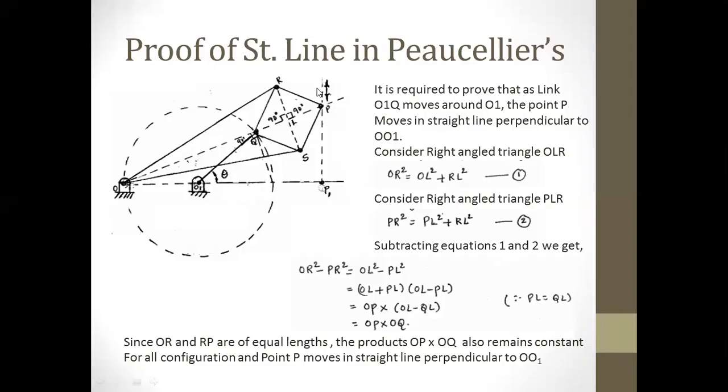So how does the Peaucellier's mechanism generate a straight line? Here we have to prove that as point Q moves around the center O1, this point P will generate a straight line which is perpendicular to OO1.